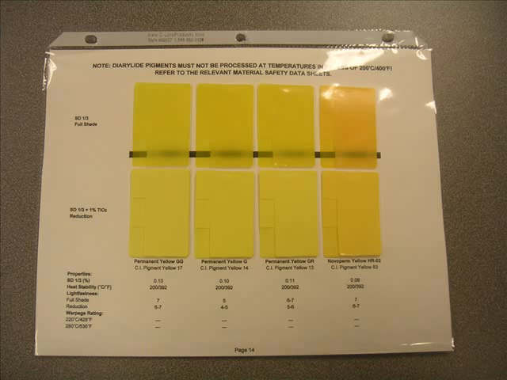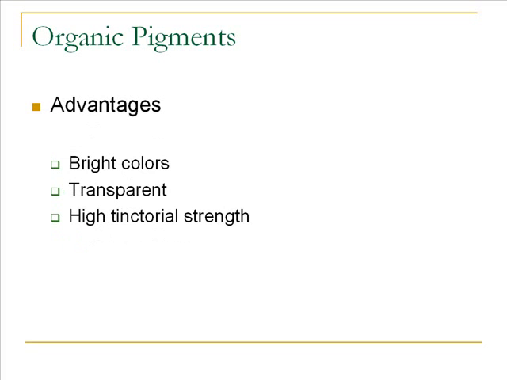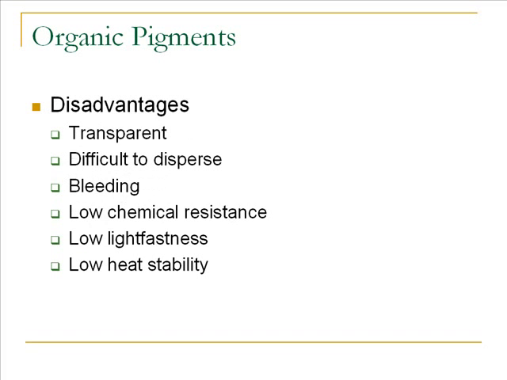Organic pigment properties: bright, clean hues, transparent, not quite as transparent as dyes, but still much more transparent than inorganic pigments. They absorb certain wavelengths of light, have a high tinctorial strength, high tinting strength, and relatively small particle size compared to the inorganic pigments. Advantages are its bright colors, transparency, and high tinctorial strength. Disadvantages: transparency, depending on the application again.